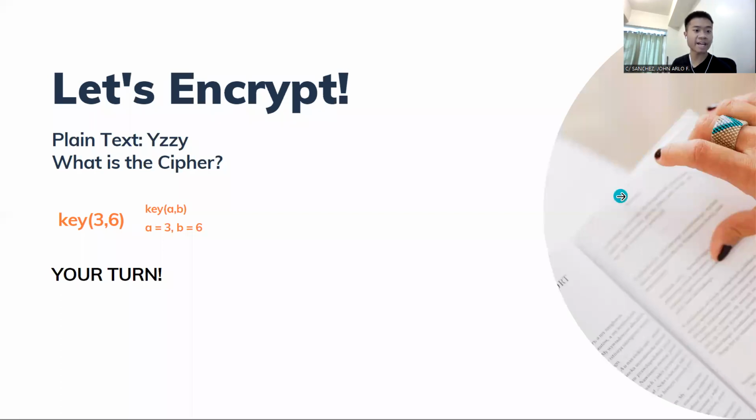Okay, there was a mistake. The key is actually 36. Like I said before, A cannot be an even number. So if we have key 36 and the plain text is easy, what is the ciphertext?